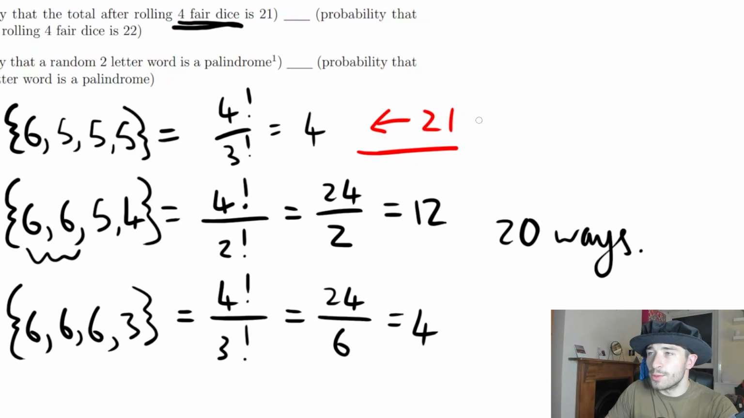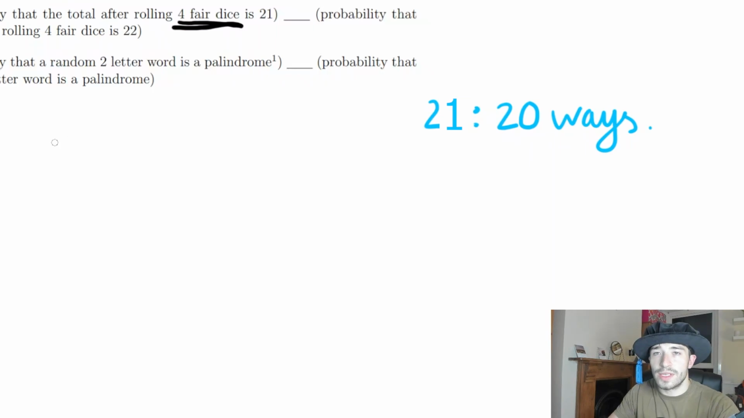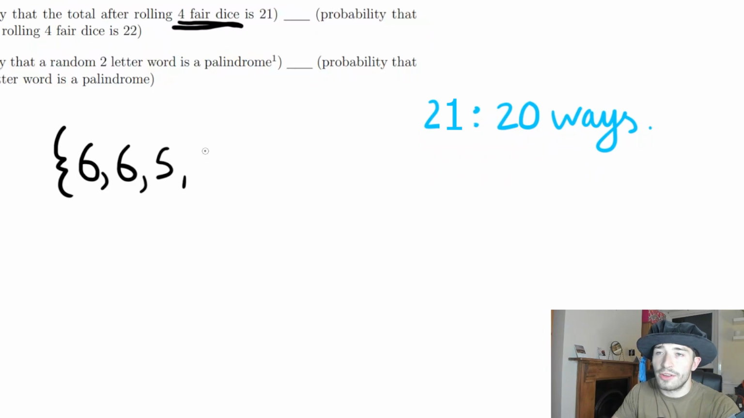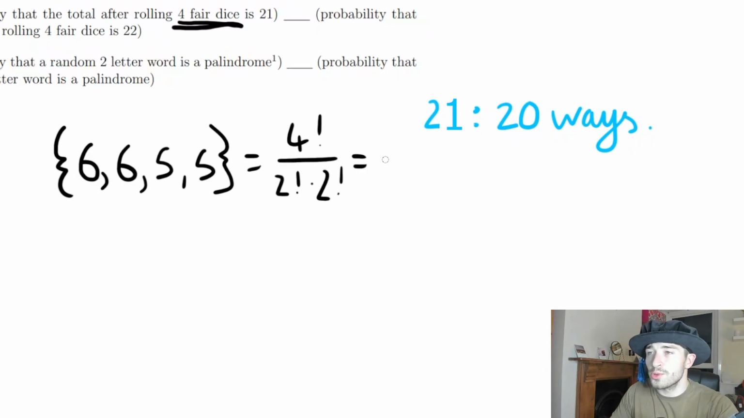Great. So let's note that somewhere. So we have for 21, there were 20 ways. Hooray. Let's do it for 22 now. Same thing, can't start on a 5, have to start on a 6. Can't have 3 5s, so I have to do a 6. Now I've got 5 5, and as we saw before, that's equal to 4 factorial over 2 factorial times 2 factorial, which is equal to 6. Okay, so 24 over 4, 6.